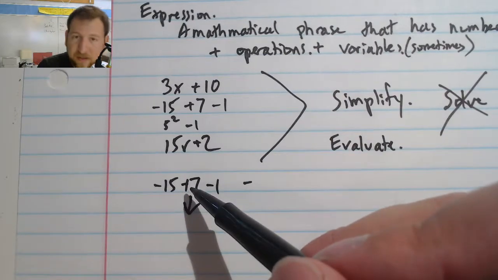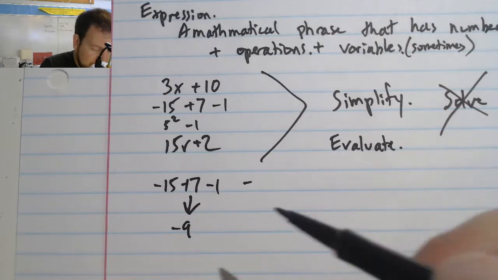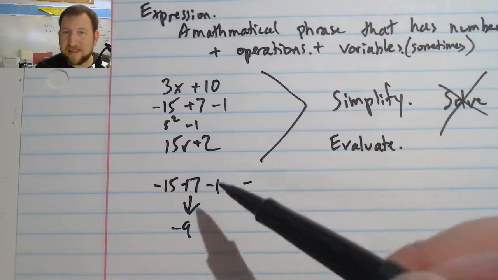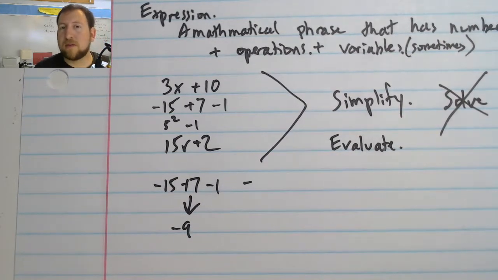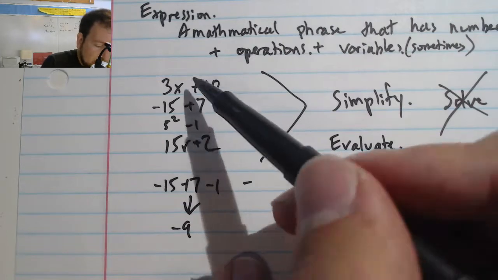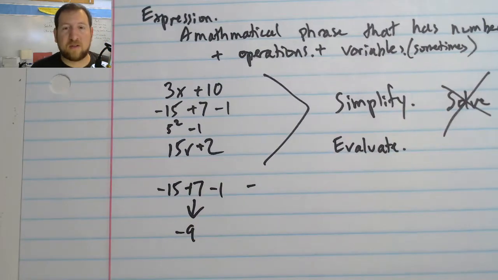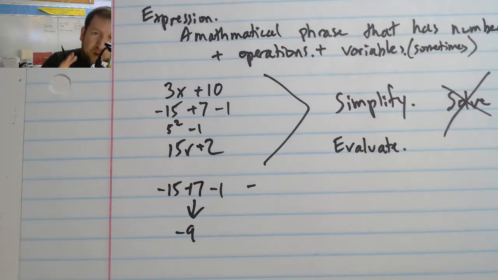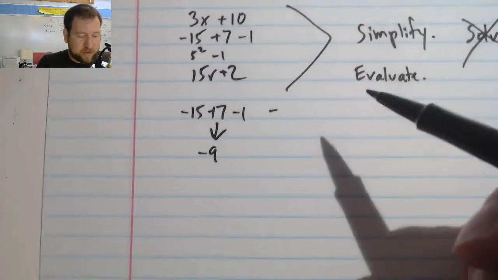Negative 15 plus 7 is negative 8, minus 1 is negative 9. So I could say that negative 15 plus 7 minus 1 is the same as negative 9, and in fact it's simplified, but I wouldn't be able to do any solving. Or I could take one of these other ones, and I can't simplify them any smaller, and that's kind of the point. Now, we have regular expressions, and we also have something called a variable expression.